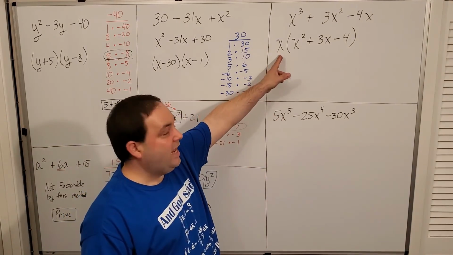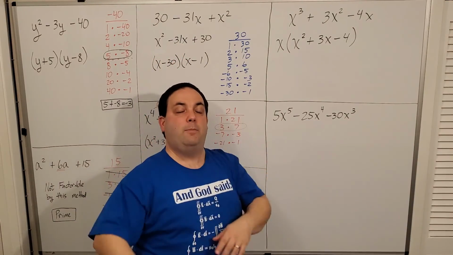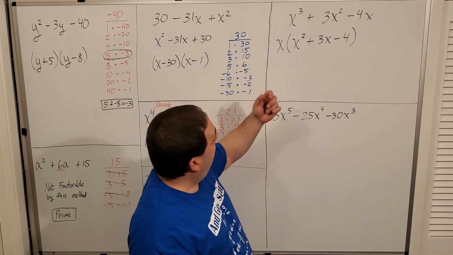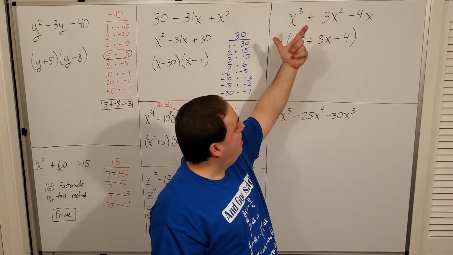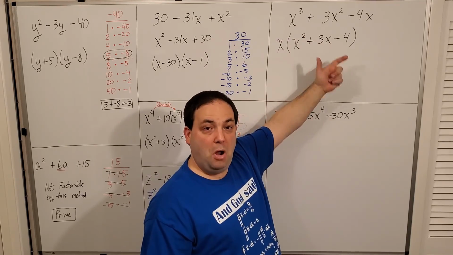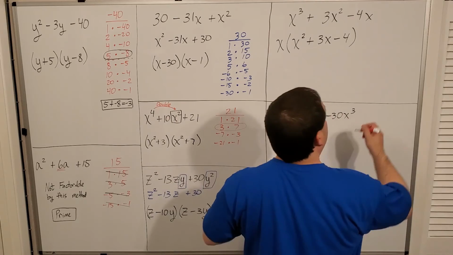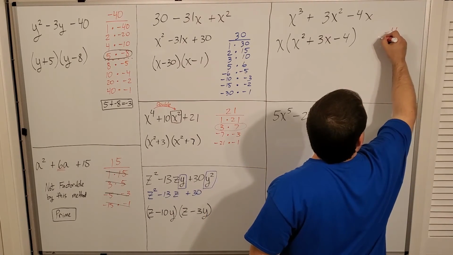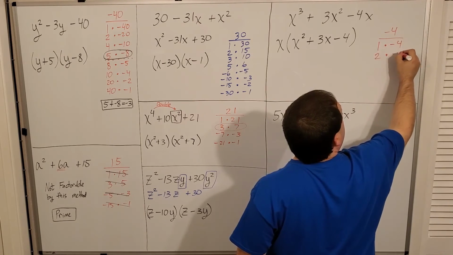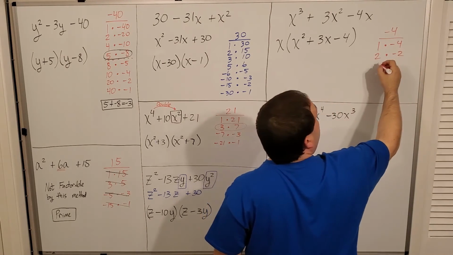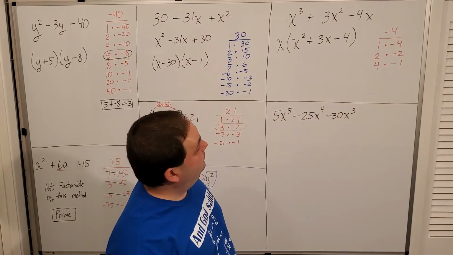Now, this x is just along for the ride. It's just going to follow me all the way to the answer. You can forget about it until the end. I'm going to focus inside of the parentheses. Can I factor that more? Probably. Let's make a list for negative 4, right? So for negative 4, I'll have 1 times negative 4. I'll have 2 times negative 2. There's my repeat. So then 4 times negative 1, and that's my whole list.